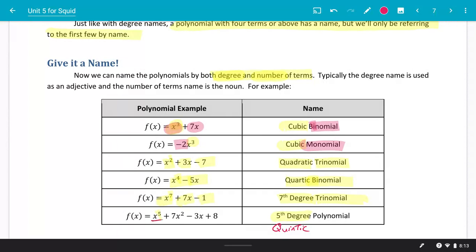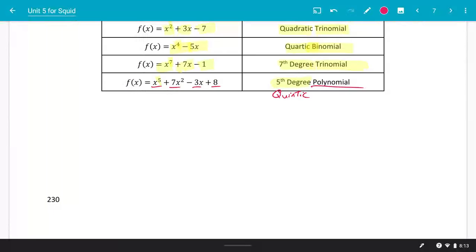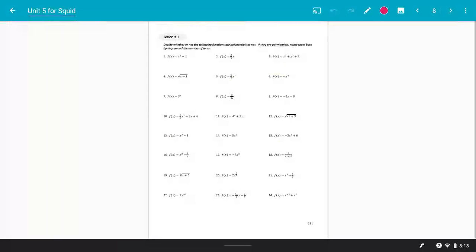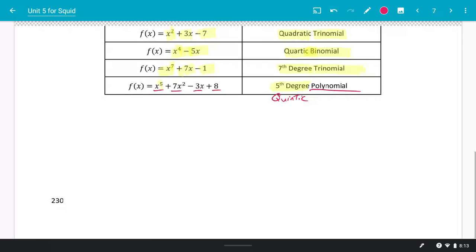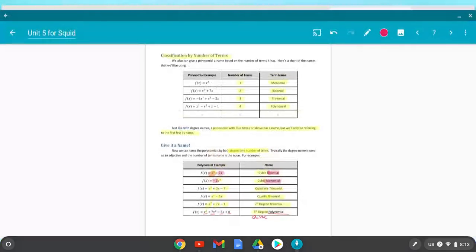And it has 1, 2, 3, 4. Well, anything above 3 is just a polynomial. Just a polynomial. So, there we are. That's what polynomials are and how they are named.